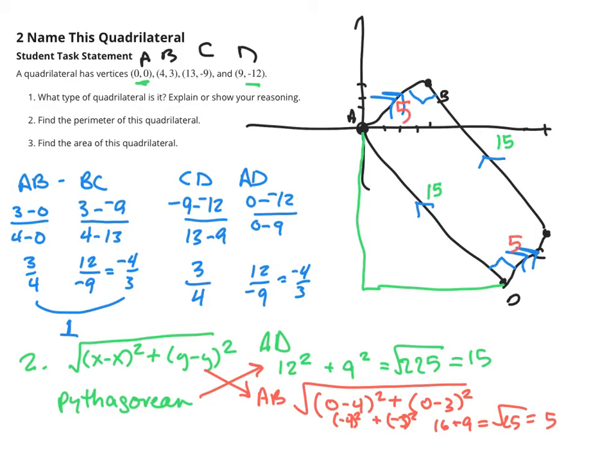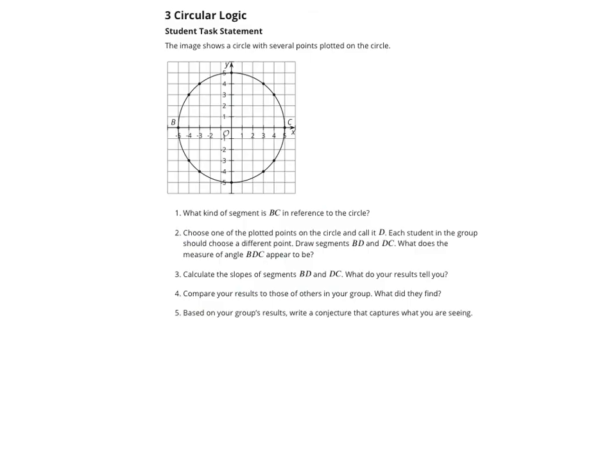So the perimeter is going to be 15 plus 15 plus 5 plus 5. So 30, 40 units. And then the area is just length times width. So 15 times 5 is 30, 60, 75, I think. Yeah, 75 units squared. Cool. All right, next one.